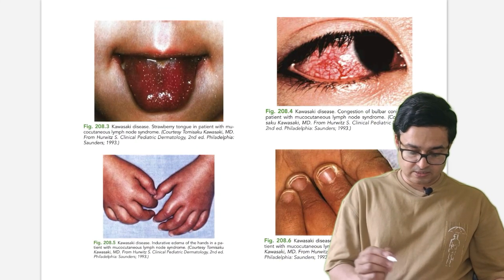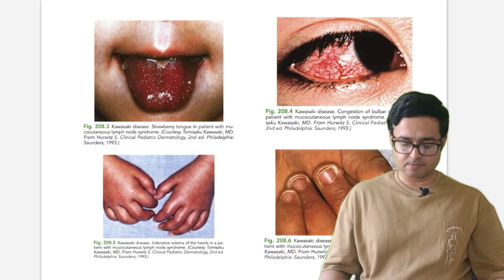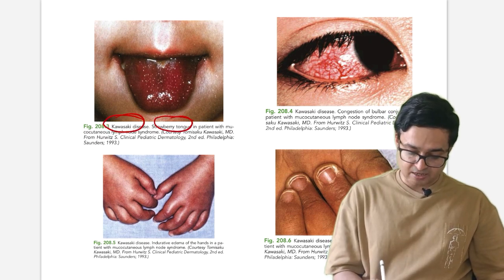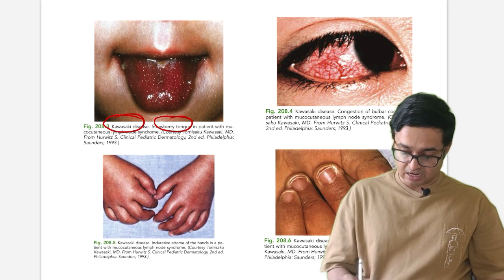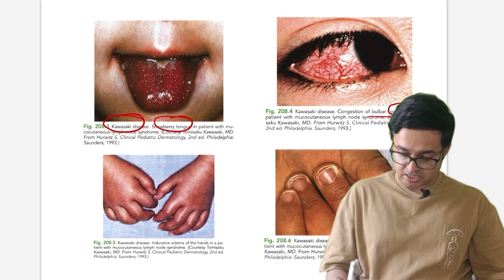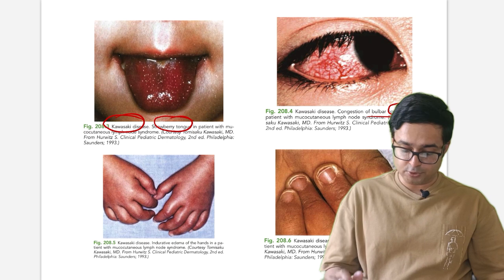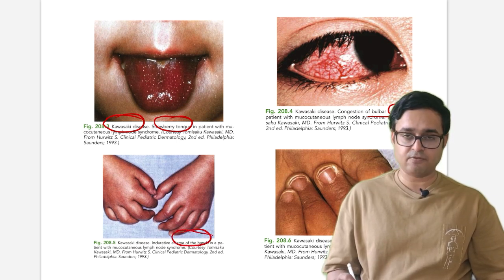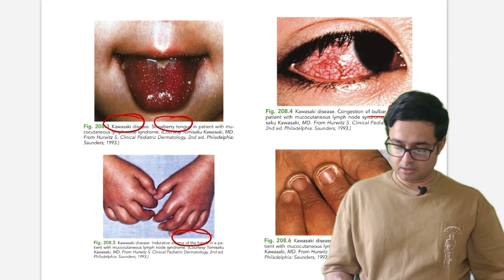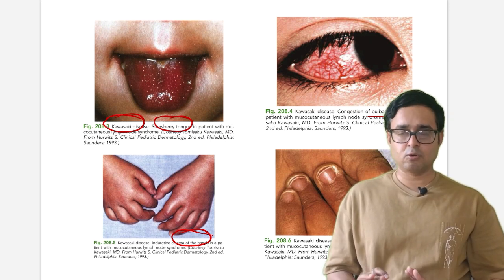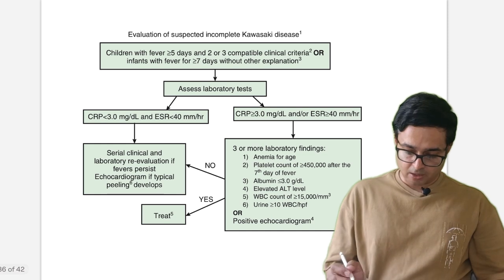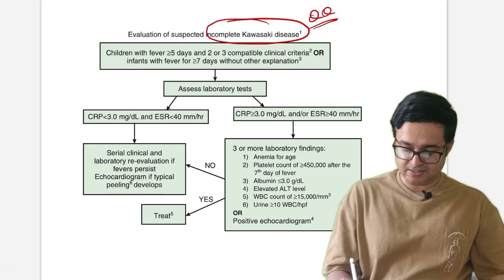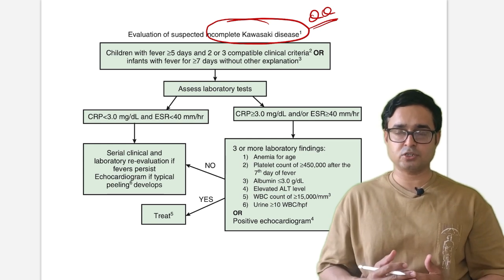Okay, so these are classical pictures which have been asked multiple times. This image is very favorite for examiners. This is strawberry tongue in Kawasaki disease, bulbar conjunctivitis. So this is actually non-purulent. This is edema of hand, and this is desquamation, generally seen in the second week or convalescent phase. Go through these images. These are important. Okay, if incomplete Kawasaki disease is presenting, this is becoming a favorite question for examiners now.